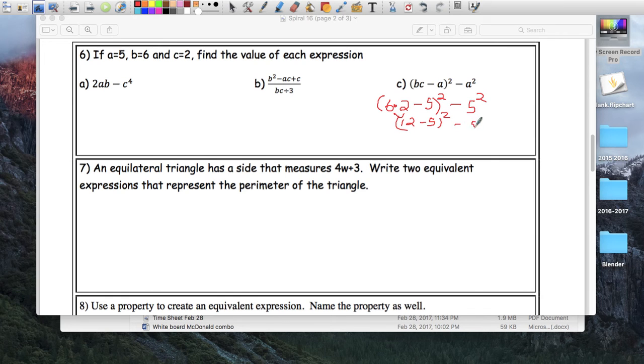Okay, and then 5 to the second power here, I'm just going to leave it alone. So again, I'm not done. So 12 minus 5 is 7, and that is going to be raised to the second power, minus 5 to the second power. 7 to the second power is 49. 5 to the second power is 25, and 49 minus 25 is 24. Okay.